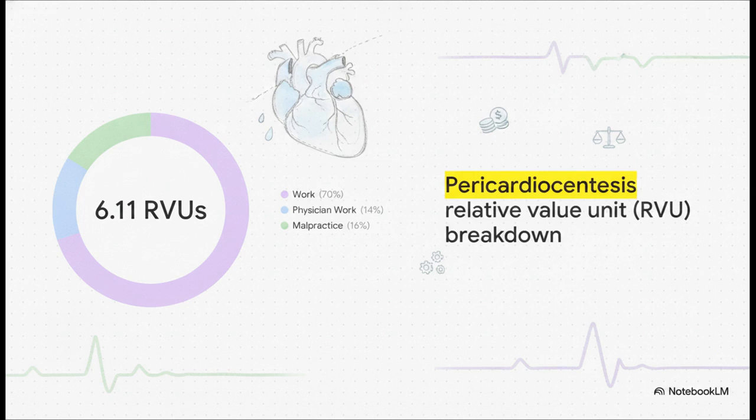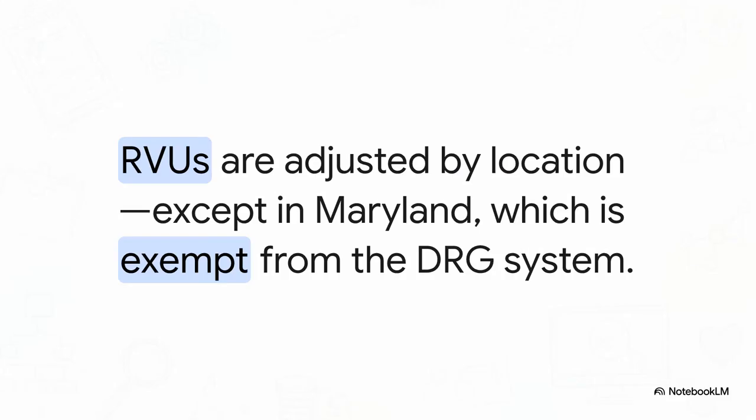And just for context, the work and malpractice amounts here are slightly less than average compared to everything else out there. But hold on, there's a catch. A code's value isn't identical everywhere. Those RVU factors are actually adjusted by geographical location. The system knows that, hey, paying for clinic space and staff in New York City is way more expensive than in Oklahoma City, right? So the math automatically adjusts to reflect that reality. There is one really fascinating exception to all these grouping rules, though, and that's Maryland. Maryland is actually the only state in the whole country that is completely exempt from the DRG system. They operate under their own totally unique model.